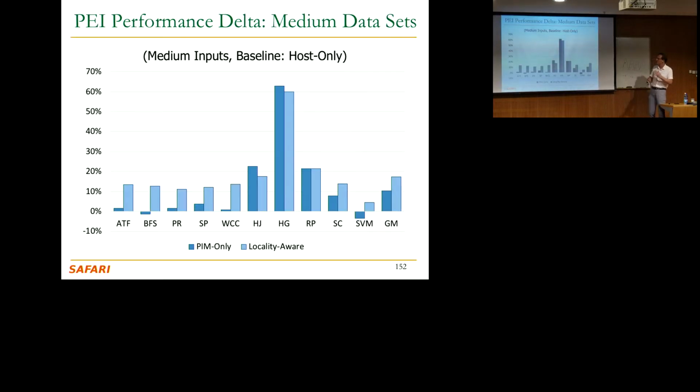And these are the medium inputs that are somewhere in between, as you can see over here. Basically, this is PIM only. If you ship everything to processing in memory, you gain a little bit. In some cases, you gain a lot. But if you have a dynamic decision, you gain a lot in some of these cases, because sometimes you really need to be aware of where your data is in order to decide whether or not to ship. So hopefully, these are some interesting results.